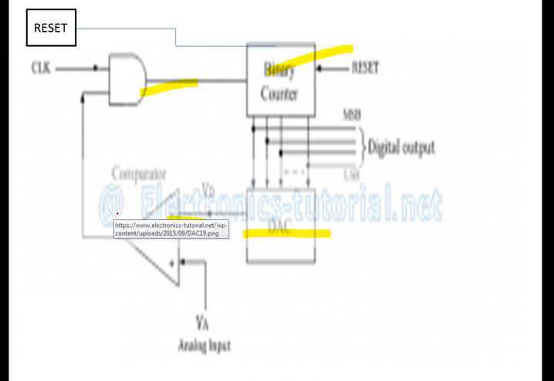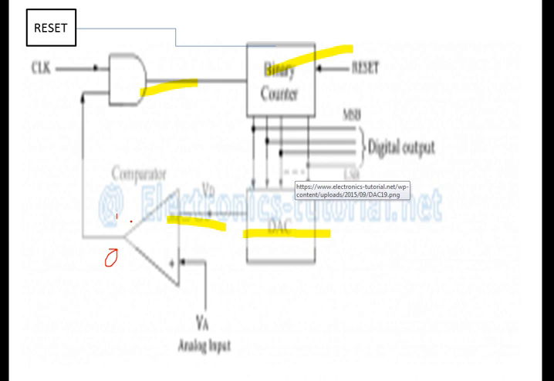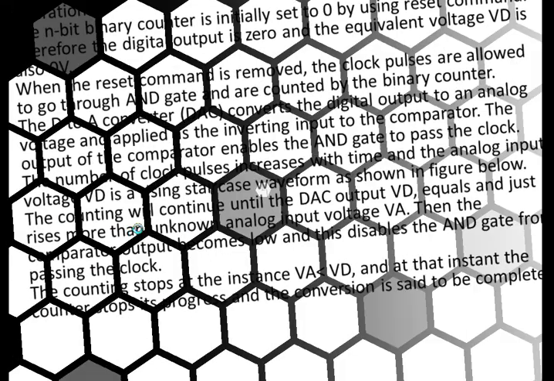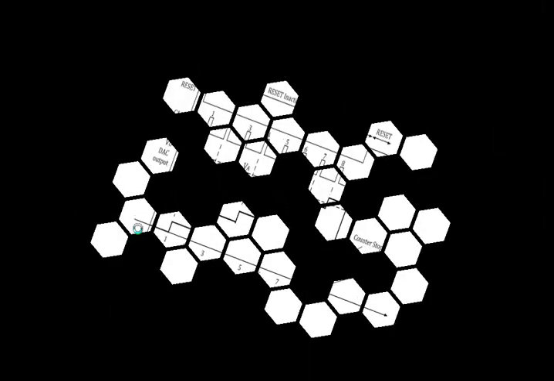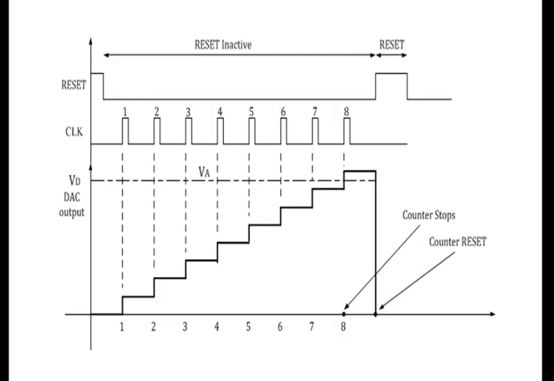In this way the comparator will give the output, and that should be given to the clock signal. So this process continues. So this is the working of the counter type ADC. With the help of diagrams we can understand.